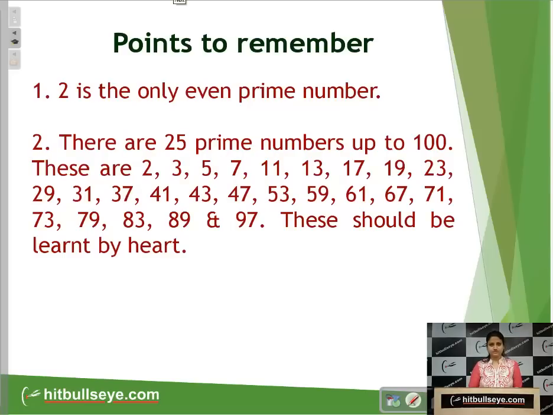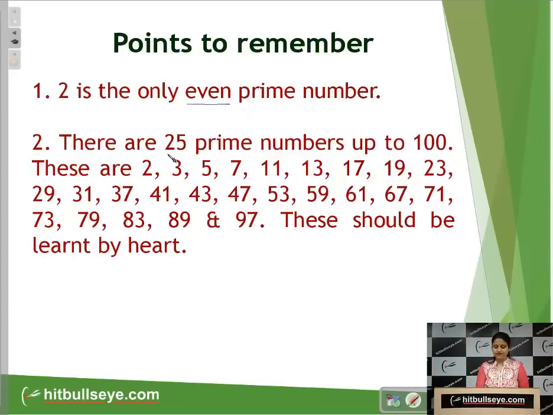Now these are the points to remember. 2 is the only even prime. What do you mean by even numbers? We have done it. Those numbers which are exactly divisible by 2 are known to be even numbers. So 2 is the only even prime. If we drop 2, the rest of the primes are odd.